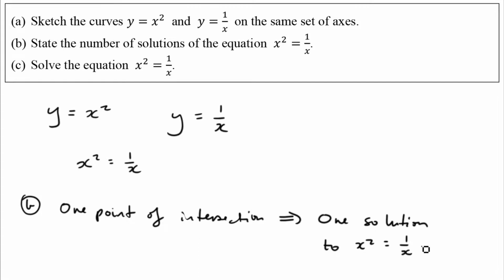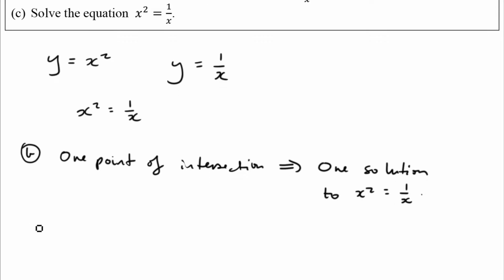In part C, we're asked to solve that equation. This is the same thing as finding the point of intersection. These questions could be asked in either way, solve the equation or find the point of intersection, and it's always best to do this algebraically. So, in part C, if we have that x squared is 1 over x, we can multiply both sides of the equation by x to get x cubed is 1. That only has one solution, which is x is equal to 1. Because we've only been asked to solve the equation, that's the end of the story.